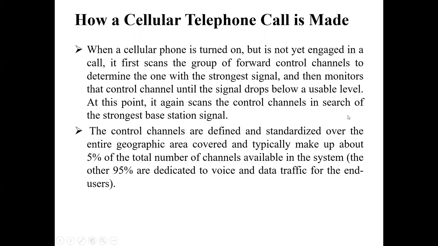The control channels are defined and standardized over the entire geographic area covered, and typically make up about 5% of the total number of channels available in the system. The other 95% are dedicated to the voice and data traffic for the end users. So every time we divide the available bandwidth into channels, 5% of the channels will be dedicated for the control channels, and the rest of the channels will be dedicated for traffic or voice channels.